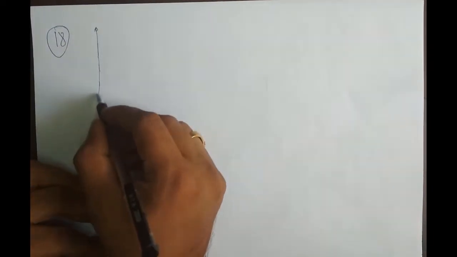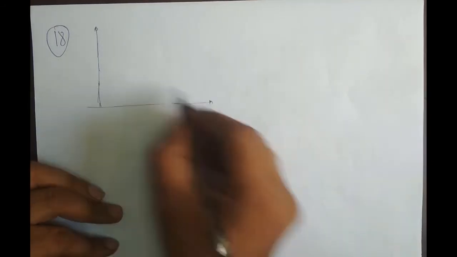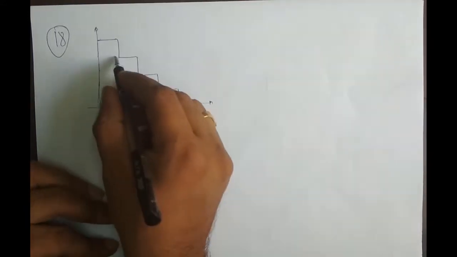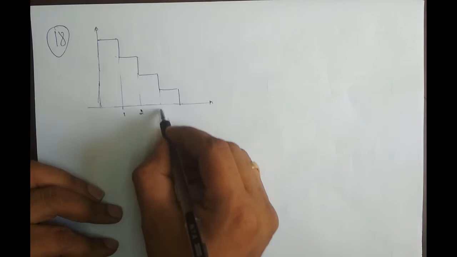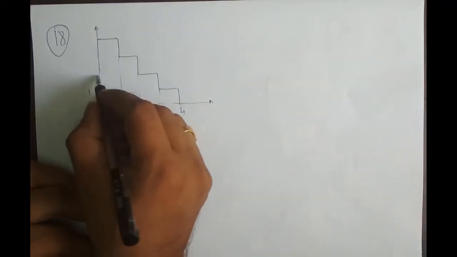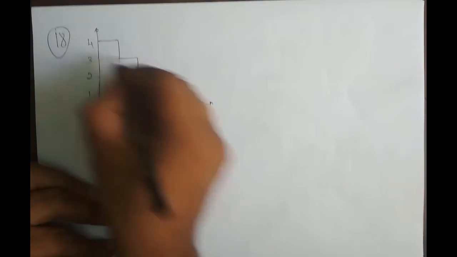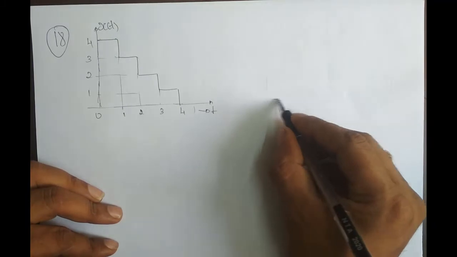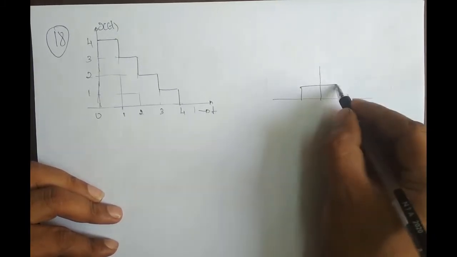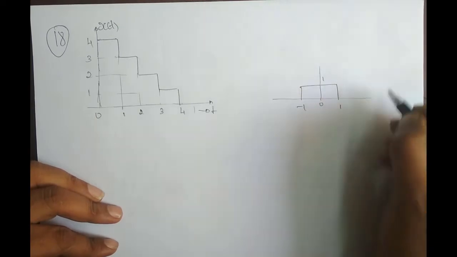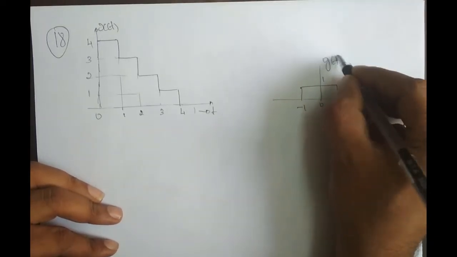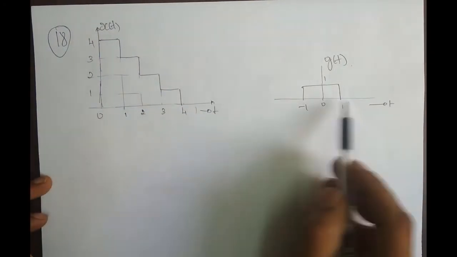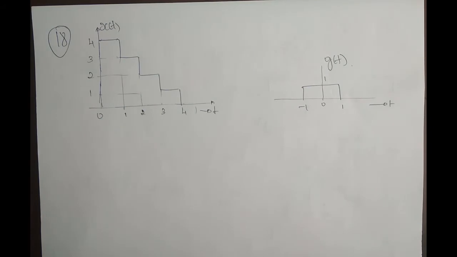So we'll stick to the same x of t. So this is 1, 2, 3, 4. This is 1, this is 2, this is 3, and this is 4. So this is t and this is x of t. But I'll change g of t. So g of t is varying from -1 to 1 and its amplitude is 1. So this is t, g of t. Okay. So the aim here is to express x of t, this signal, in terms of g of t.